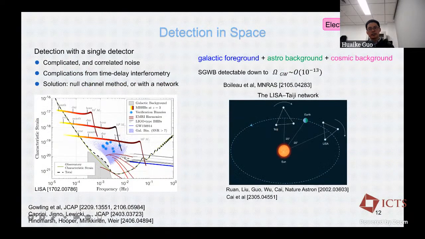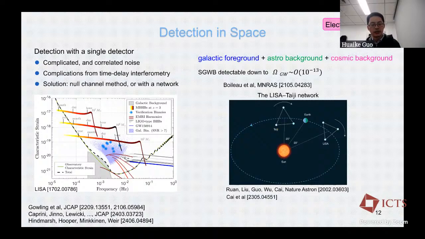Detection in space is actually the most important one for the particle physics community, because it corresponds to the electroweak phase transition, right? But detecting it can be very challenging. Previously, people only considered a single detector, and there is in principle a method, the so-called null channel method, that we can use to detect it.